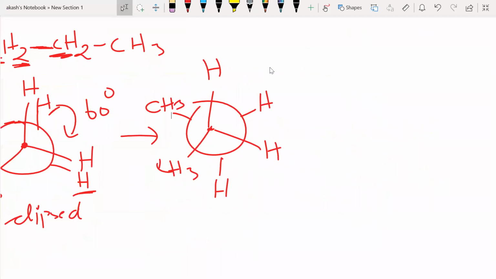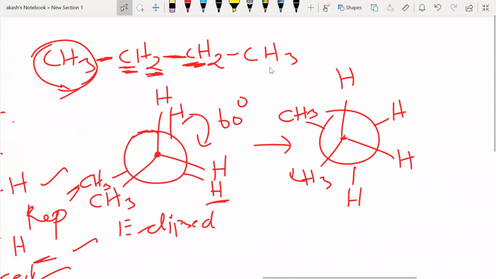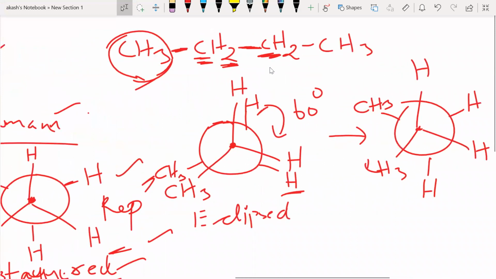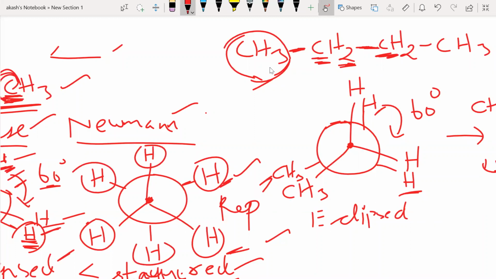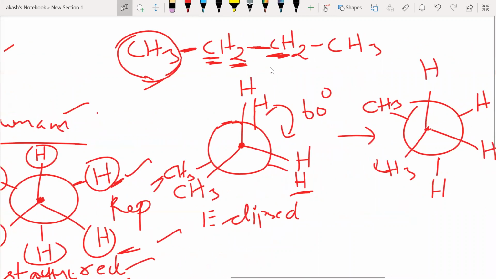Okay, now, what happened in the last case when I took ethane? What do you see here? When I say staggered, you are seeing that all the hydrogen atoms are exactly opposite. For example, for this hydrogen atom, this is the staggered hydrogen. Same way, for this hydrogen atom, this is the staggered hydrogen. Same way, for this hydrogen atom, this is the staggered hydrogen, right? Exactly opposite. Now we'll see what happens in this case.